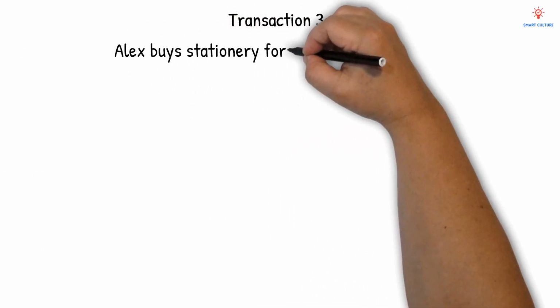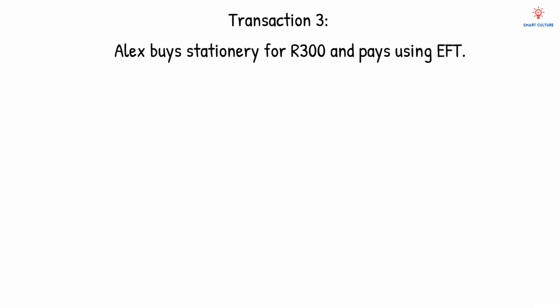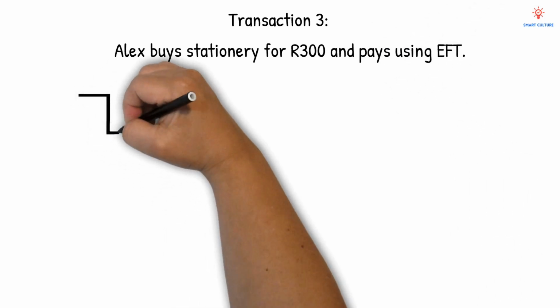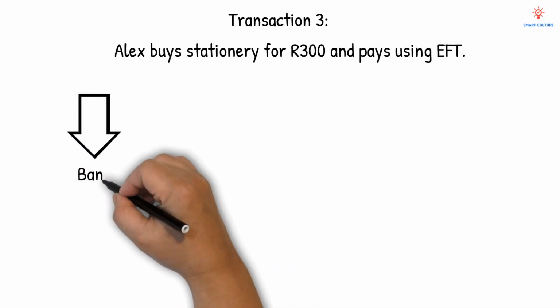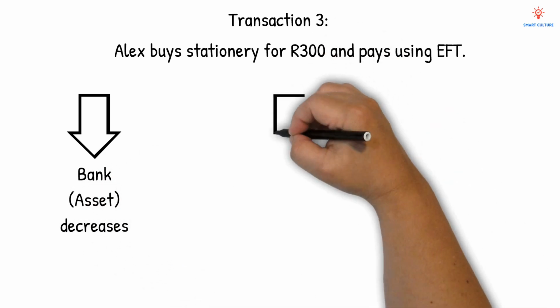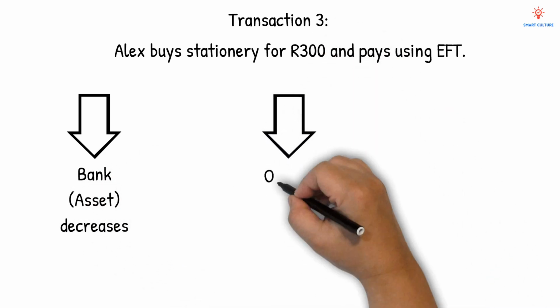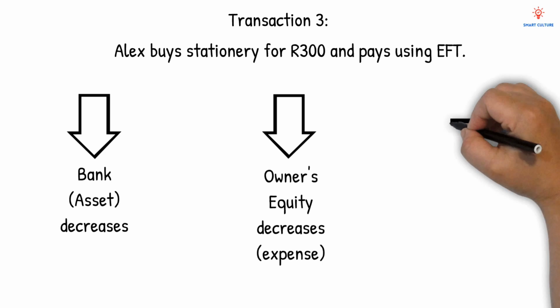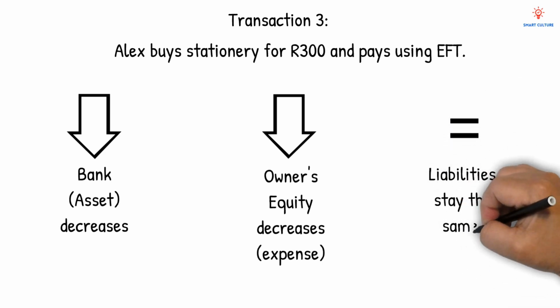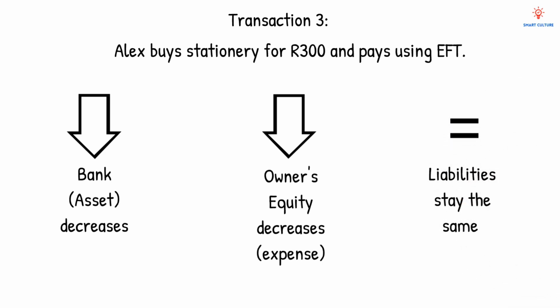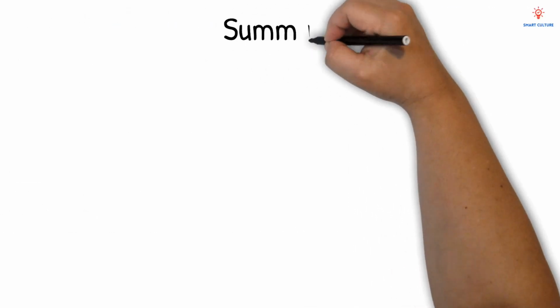Now Alex buys 300 Rand worth of stationery. Again, he pays using EFT, so his bank goes down. And because it's a business expense, his owner's equity also goes down. Remember, expenses don't bring anything new into the business, they just help it run. The equation stays balanced. Let's go over what we've seen.